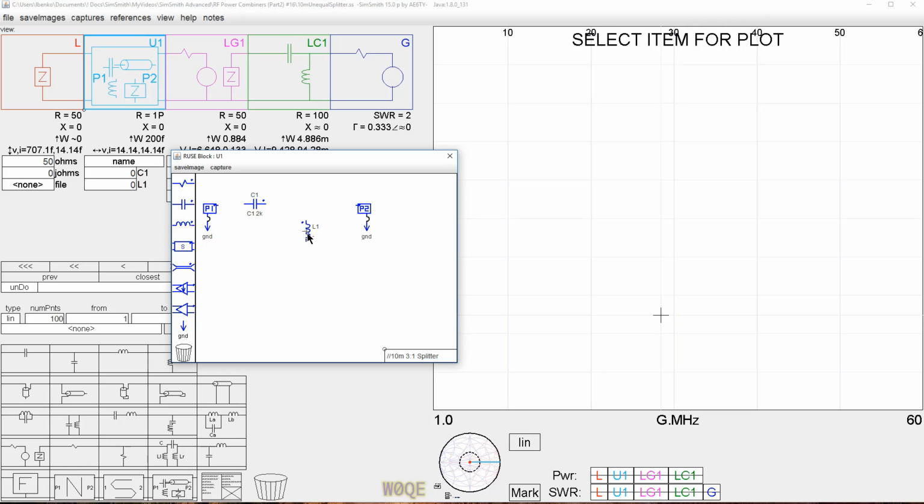We're going to give it an inductor here, a shunt inductor to ground. We're going to give it value L1 and a Q. Again, the Q is going to be just a constant Q. We're doing this over a fairly narrow band. And let's connect these things together quickly.